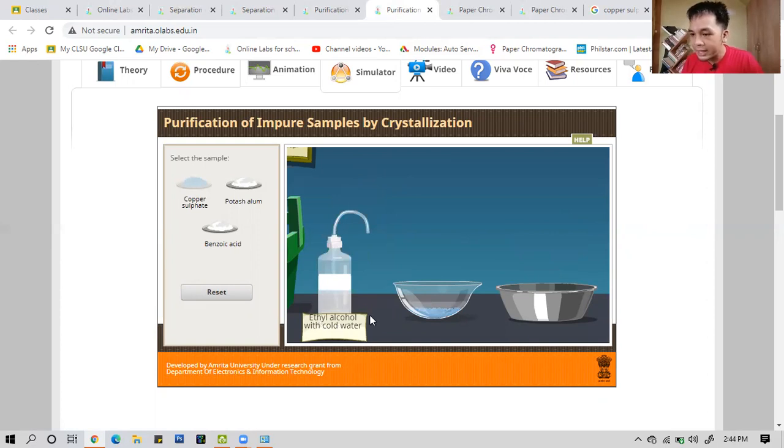So bakit may ethyl alcohol? Para ma-remove din yung other non-polar or slightly non-polar sa ating copper sulfate. And then yung cold water, para hindi ma-dissolve totally yung ating copper, unless magkakaroon naman tayo ng dissolution nila.